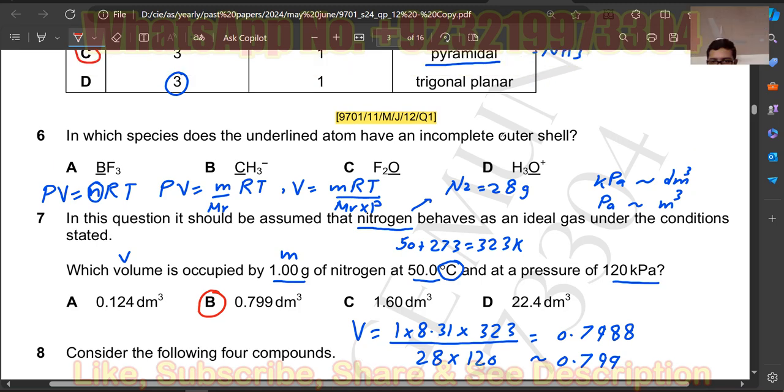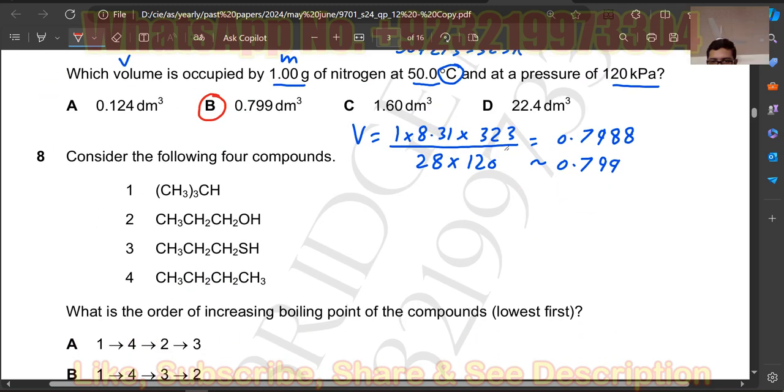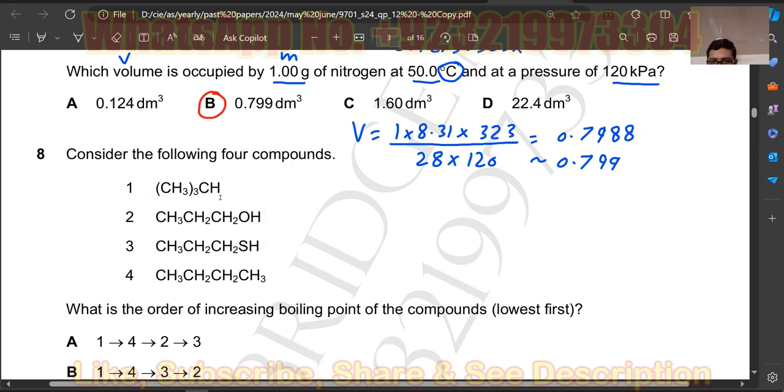Now question number 8. Question number 8 says consider the following four compounds. Number 1 is an organic compound. Number 2 is also an organic compound. Number 3 is an organic compound. Number 4 is also an organic compound, but it is a hydrocarbon. This one is alcohol and this one is thiol. SH is the functional group of thiol, and the first one is also a hydrocarbon.